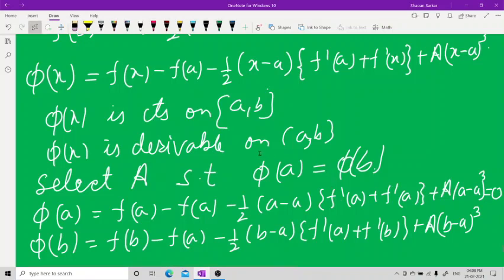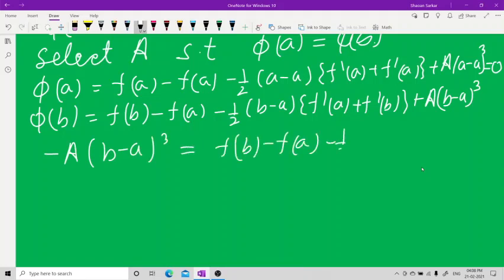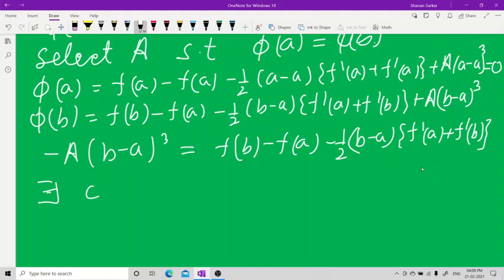Now since phi a equals phi b, this Rolle's third condition is satisfied. Therefore, (b minus a) whole cube is equal to f(b) minus f(a) minus half (b minus a) times [f'(a) plus f'(b)]. All three conditions of Rolle's are satisfied, so there is a point c belonging to (a, b) such that phi dash c is equal to 0.